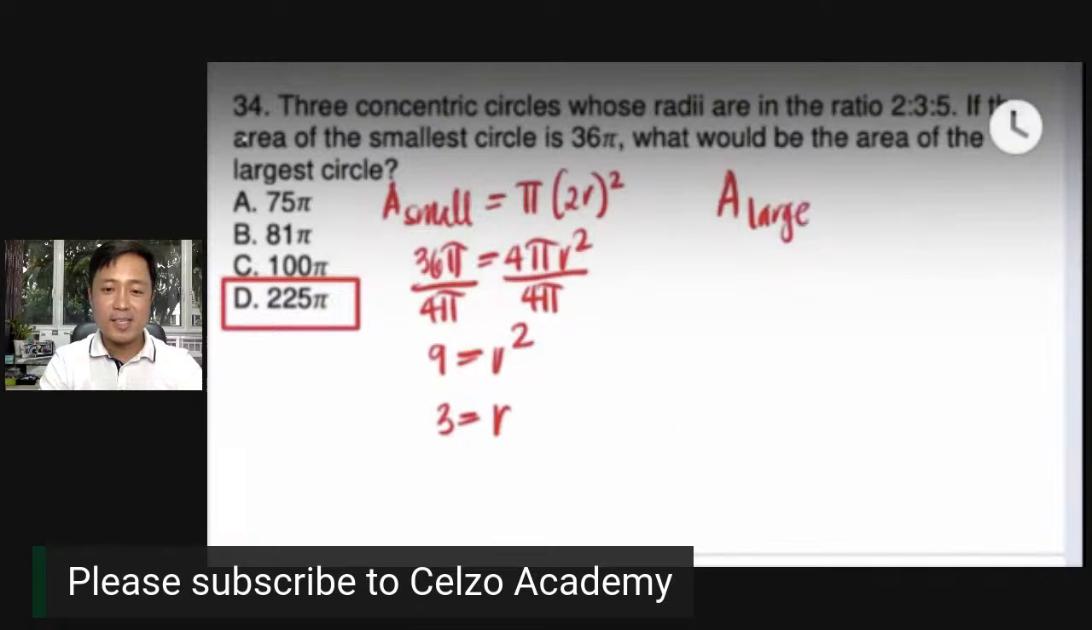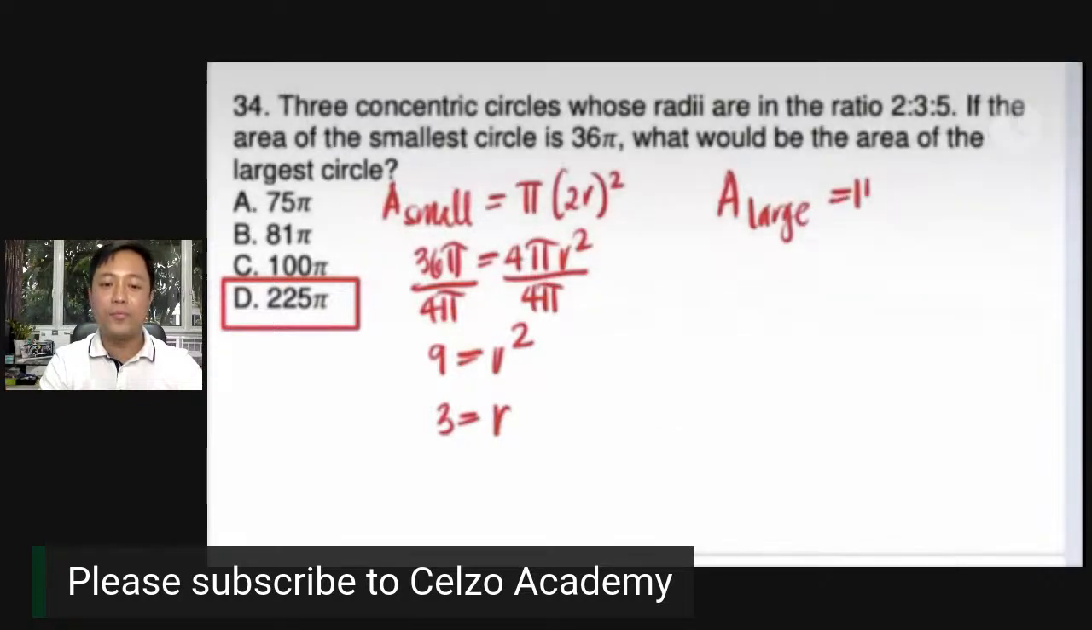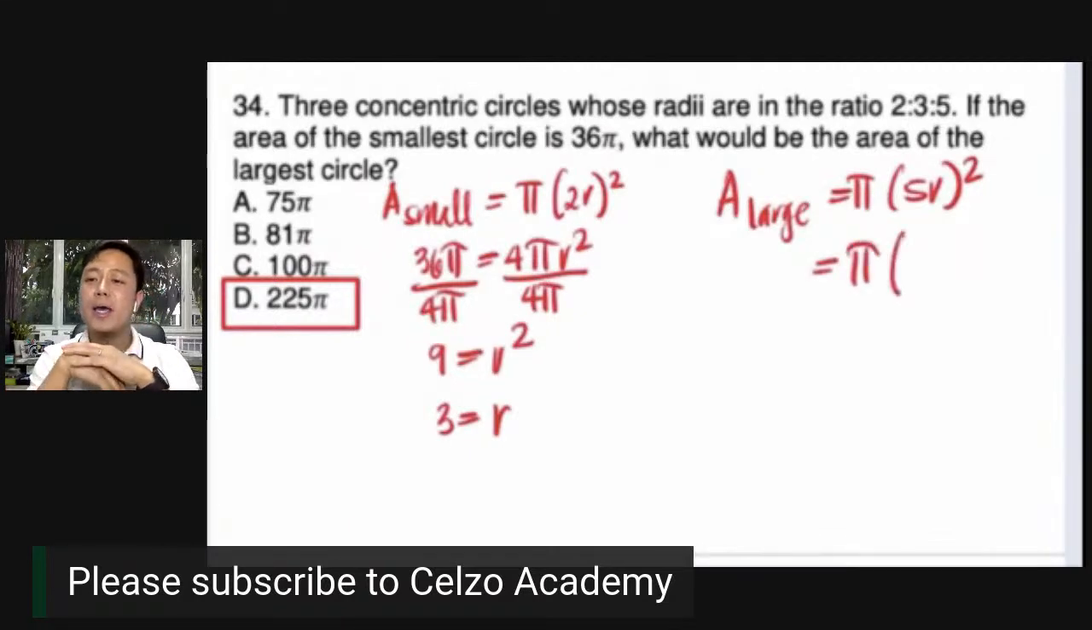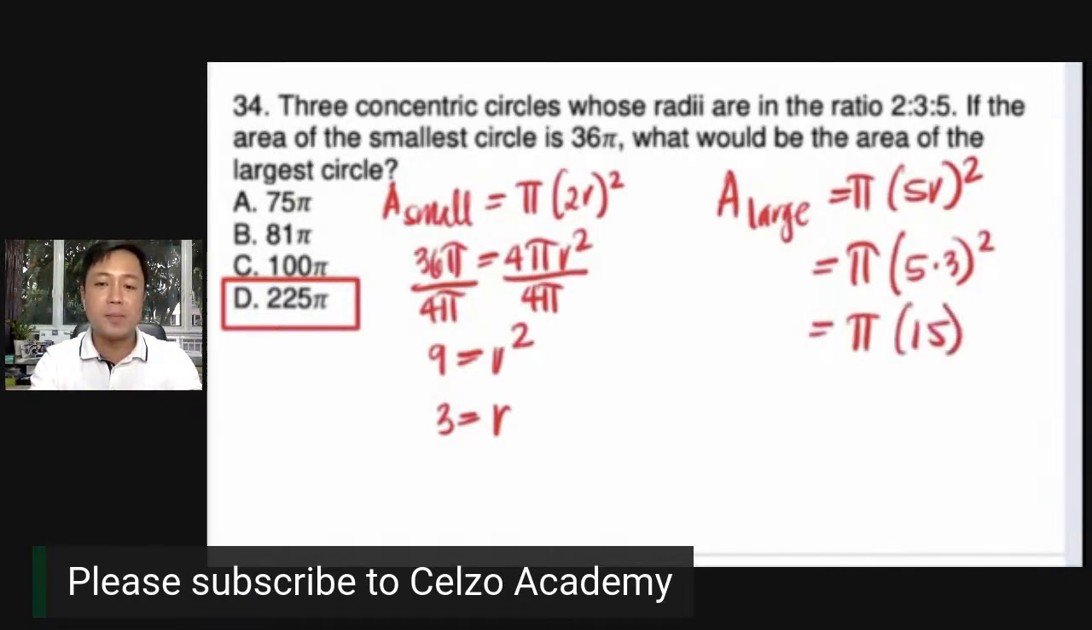Jan Rolex said 6, 9, 12, 15. That's the sides, right? Yeah, so you can multiply 5 times the 3, which is 15, and then you do 15 squared. And that's it, 225 times pi. That's the area of the largest circle.